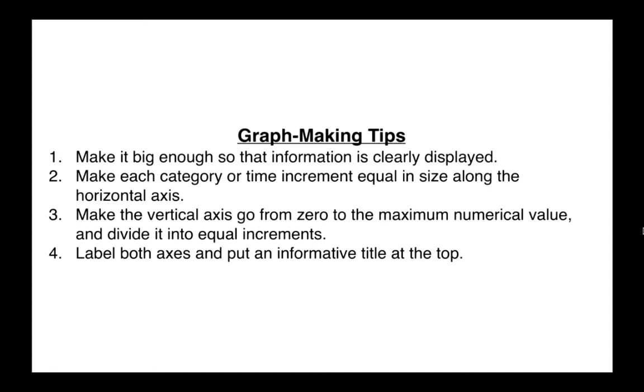Second tip I have is make sure that each category or time increment is equal in size along the horizontal axis. The third thing is make sure the vertical axis starts at 0 and goes up to the maximum numerical value and is divided into equal increments. And the final graph making tip I have is make sure that both axes are labeled and you put a really specific, informative title at the top. Keep these tips in mind as we make our graphs, and let's get into the first example.